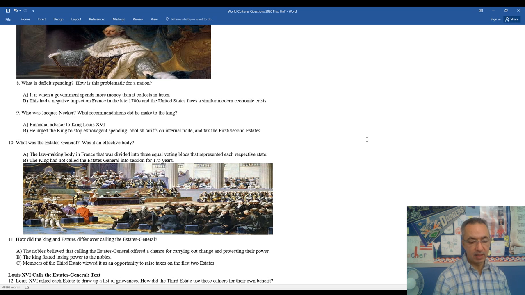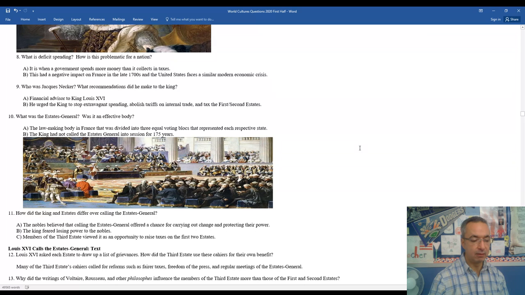Members of the Third Estate viewed this as an opportunity to potentially change things for the positive, which would be to raise taxes on the first two estates, which essentially would help out the Third Estate's financial situation as well. Because if the First and Second Estate were now paying taxes, the Third Estate would have to pay less, and that could be a net positive for them.